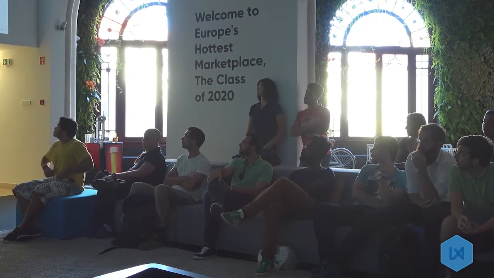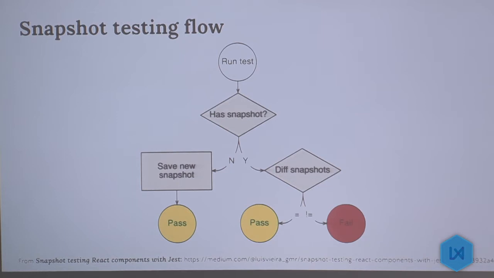So when we run a test, Jest will check if there are snapshots available. If there isn't, we save a new snapshot and the test will pass. That should be green, not yellow.